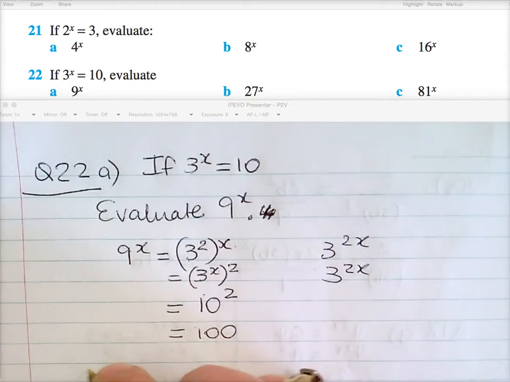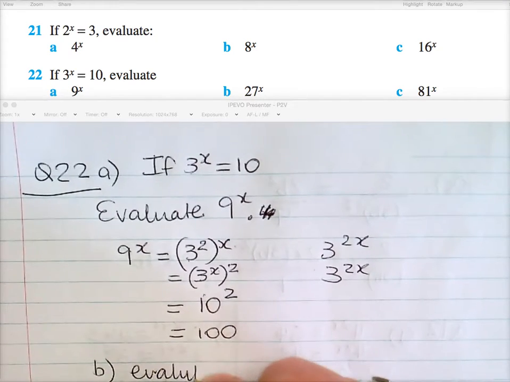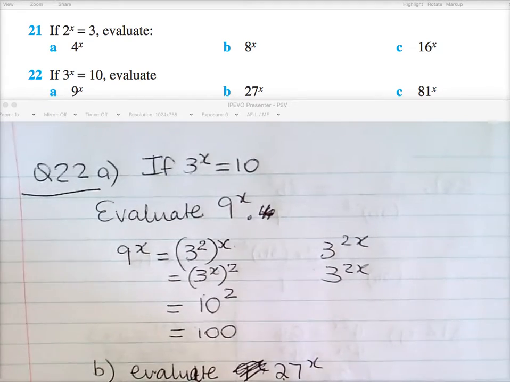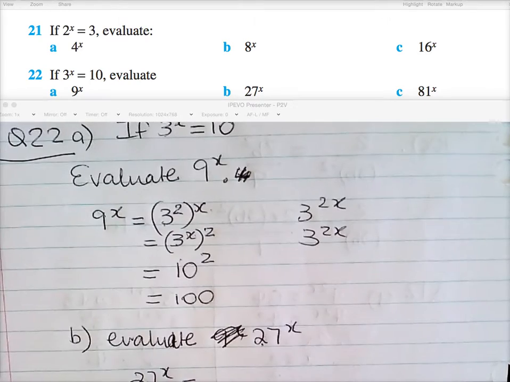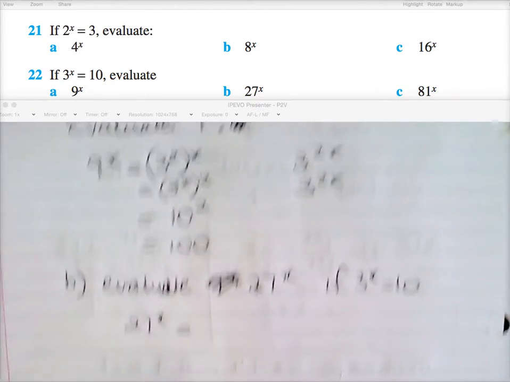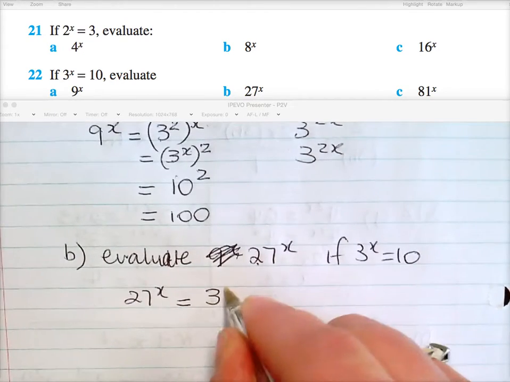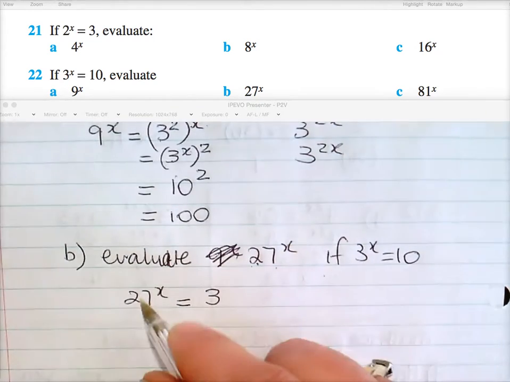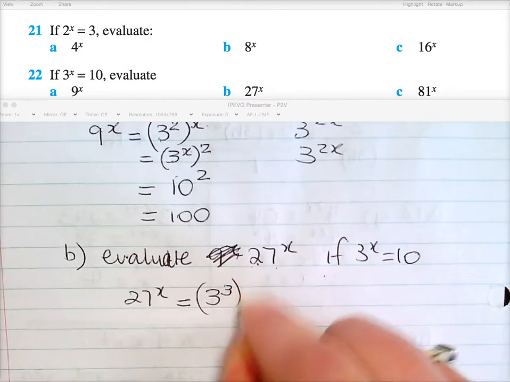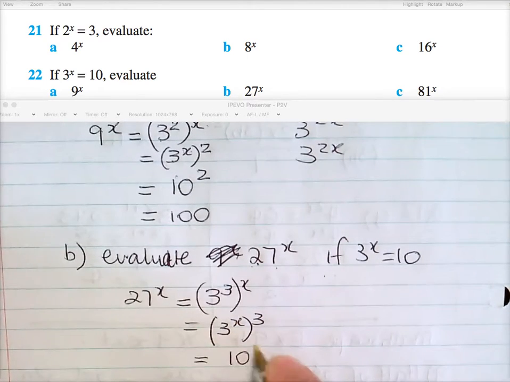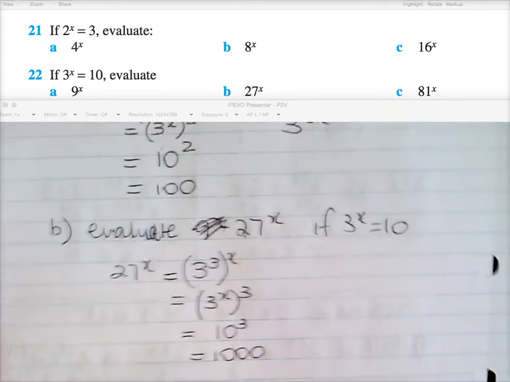All right? Can you also, part B, evaluate 27 to the power of x? So let's do the same question. If 3 to the x equals 10, do the same thing. Girls, what's 27? 3 cubed. Evaluate 27 to the power of x if 3 to the power of x is 10. 27 equals 3 cubed to the power of x. What do you do with those? You swap them. Got it? 10 cubed, 1,000. I will email you homework.